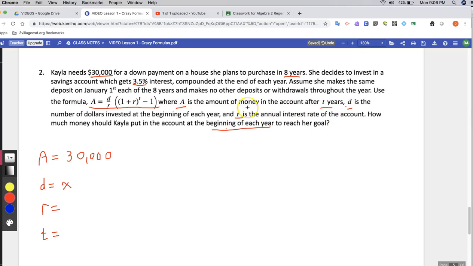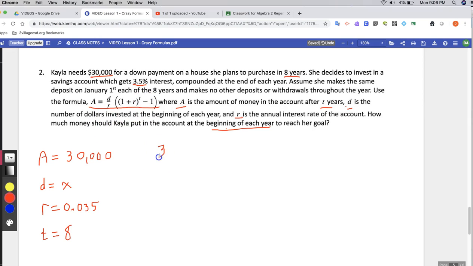R is the annual interest rate of the account. That was 3.5%. As with other problems, when we go to plug this interest rate of 3.5% into our formula, we need to convert it into a decimal. So 3.5% we know is equal to 0.035. And T again is the number of years, and this is all going to happen over 8 years. So T is equal to 8. So now that we know what these parts are to our formula, let's plug them in.